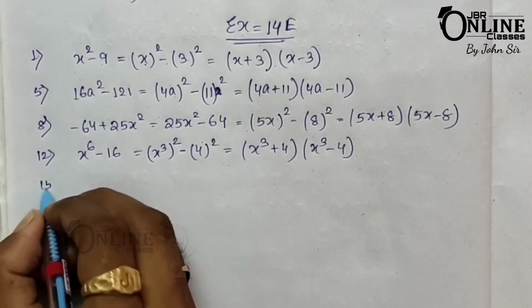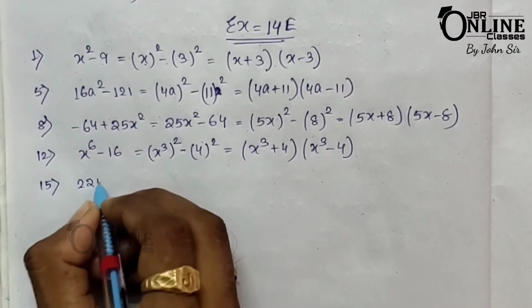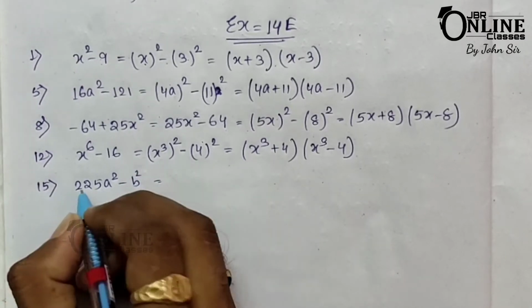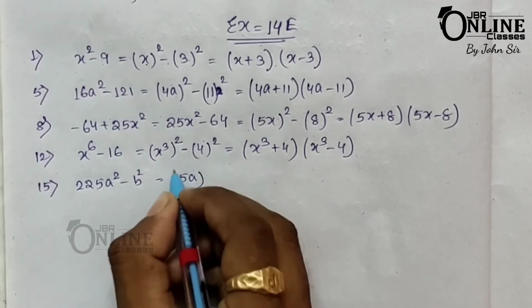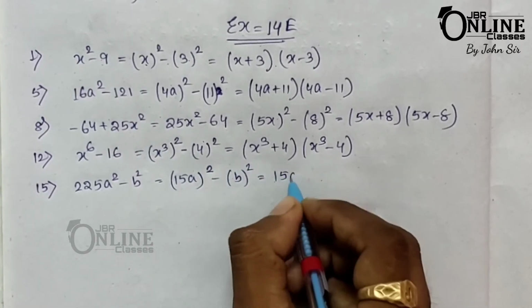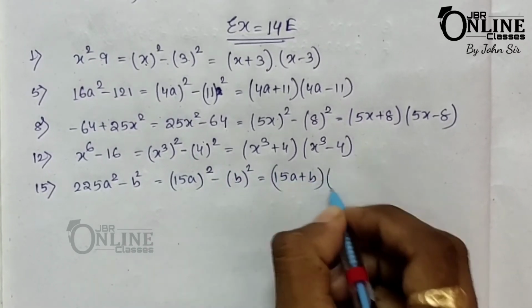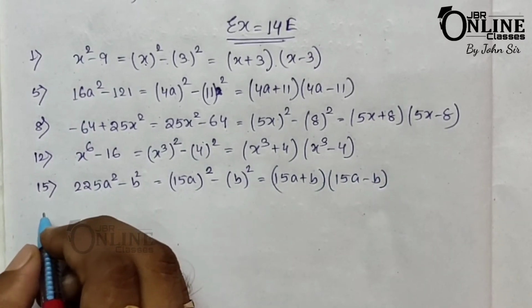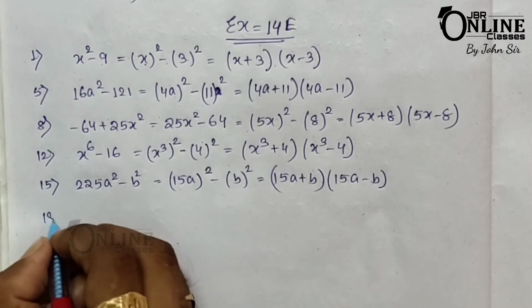Now next, sum number 15, 225a square minus b square. Okay, 225 means 15 whole square, so 15a whole square and here b whole square. So that equals 15a plus b, and the next one 15a minus b. Okay, now next sum number 18.